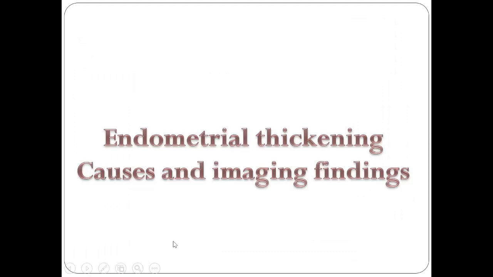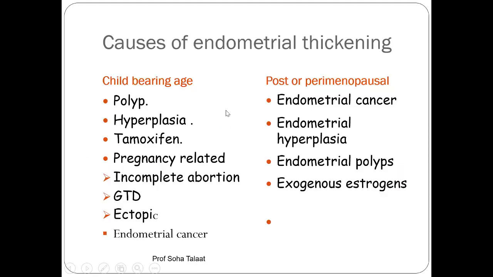So here we will get how to approach a case of abnormally thickened endometrium. What are the causes and imaging findings of abnormally thickened endometrium? If we have to get the causes, we must always remember that in the female you have two age groups, the childbearing age group and the postmenopausal or perimenopausal age group. In the childbearing age group, we have the polyp, hyperplasia, and tamoxifen intake, which is very frequent nowadays due to the tamoxifen intake for breast cancer.